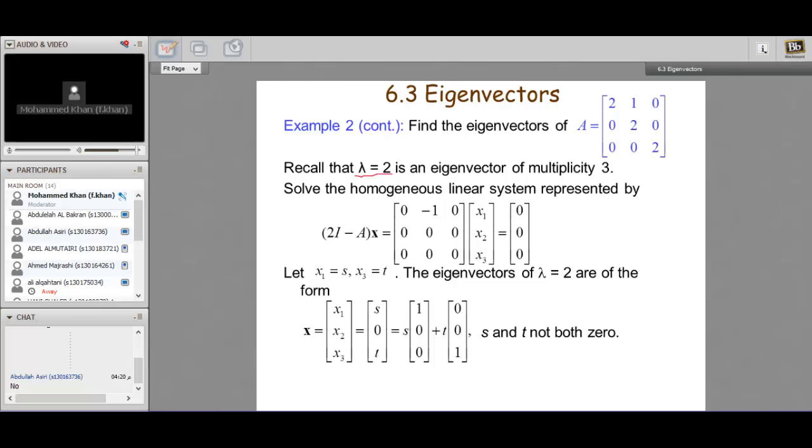Or you can say that the roots are 2 with a multiplicity of 3, sorry. So the roots are 2. When you put lambda, the formula of the eigenvector will be (lambda I minus A) x is equal to 0. This is the formula of the eigenvector. So lambda I minus A means you put 2 minus 2, that will be equal to 0. Similarly, 2 minus 2 will be equal to 0, and 2 minus 2 will be equal to 0.